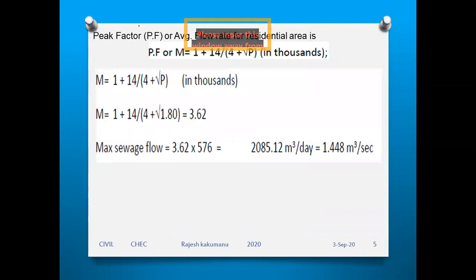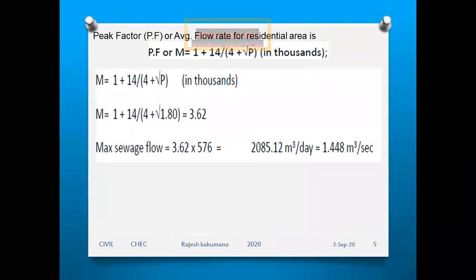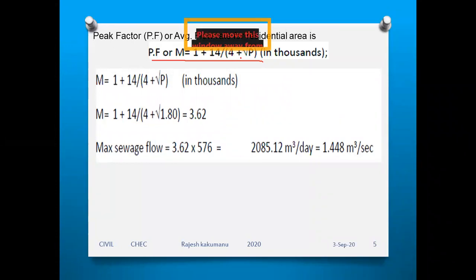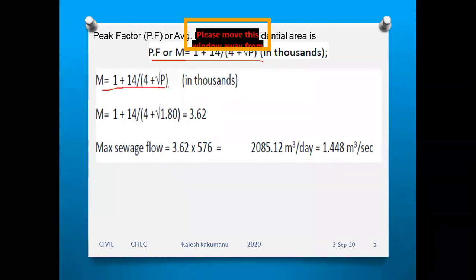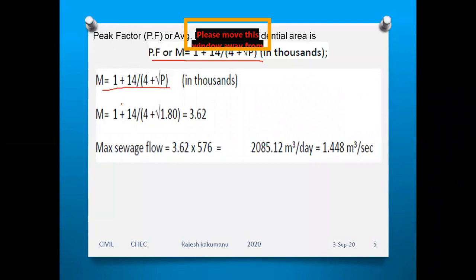Now if you calculate the peak factor, PF or average flow rate for residential area, this is the peak factor formula, that is PF or maximum sewage flow is equal to 1 plus 14 divided by 4 plus root P, where P is in thousands. The same formula is mentioned here, M is equal to 1 plus 14 divided by 4 plus root P in thousands. Now applying the same, M is equal to 1 plus 14 divided by 4 plus root of 1.80. What is root 1.80? That is equal to 3.62. Now maximum sewage flow is equal to 3.62 into 576, that is equal to some meter cube per day, or if converted, divide by 24, you are getting 1.448 meter cube per second.